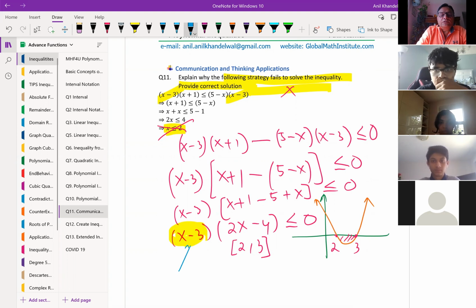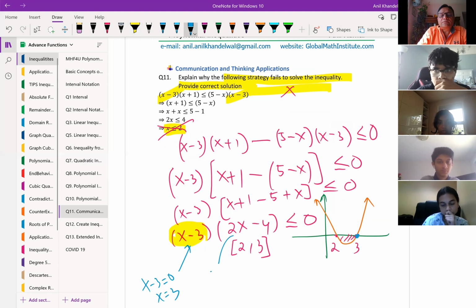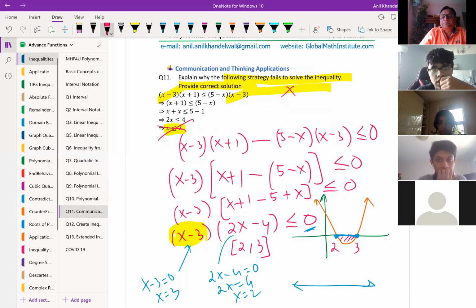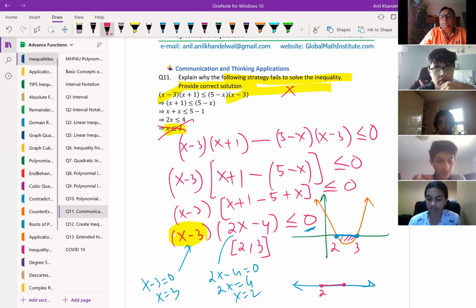So we got one 0 because of this. x minus 3 equals 0 at x equals 3. So we got that 0, right? Then we have 2x minus 4 equals 0, means 2x equals 4, x equals 2, correct? 4 divided by 2, this solution. When you multiply them, you get a negative number. So we want less than 0, so in between. Do you see that? So that becomes the interval. So on a number line, you will show your solution from 2 to 3.